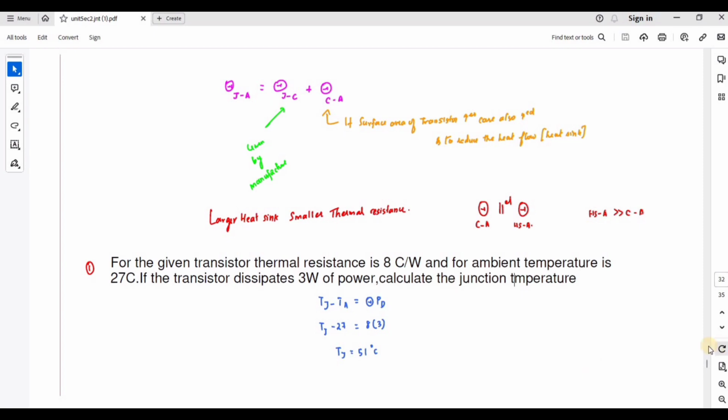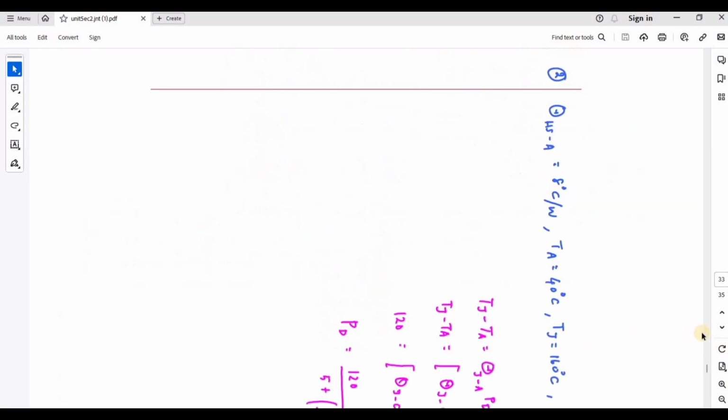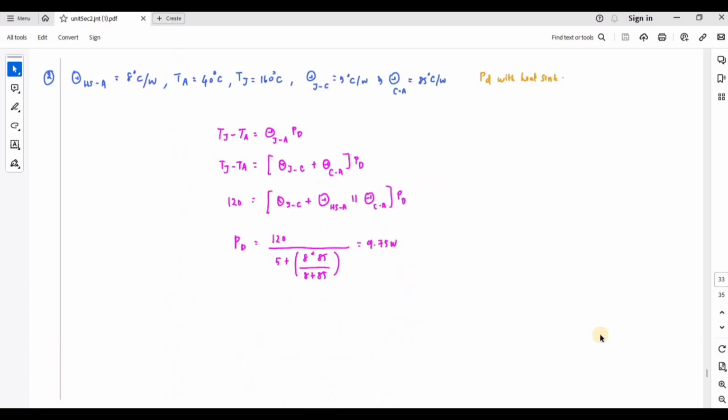So let us discuss another problem. They have given the constant of proportionality for Hsa as 8 degree Celsius per watt, the ambient temperature Ta is 40 degree Celsius, Tj is 160 degree Celsius, J to C is 5 degrees Celsius per watt, and Ca is 85 degree Celsius per watt. They are asking about the power dissipation with respect to the heat sink.